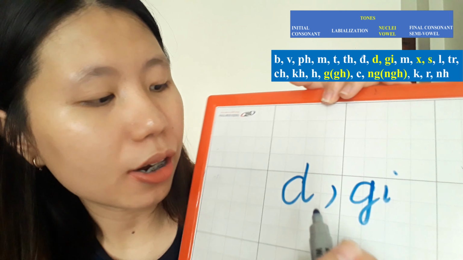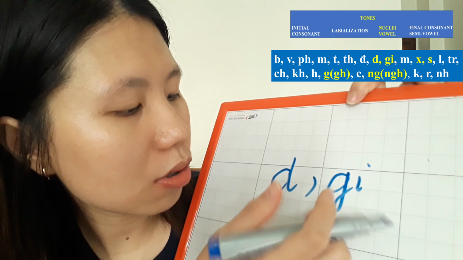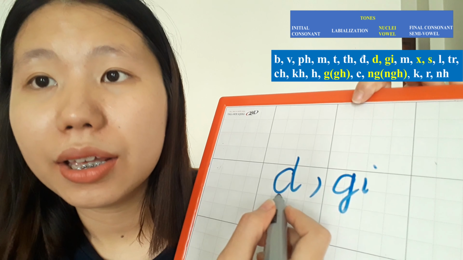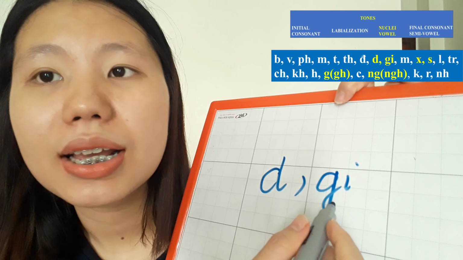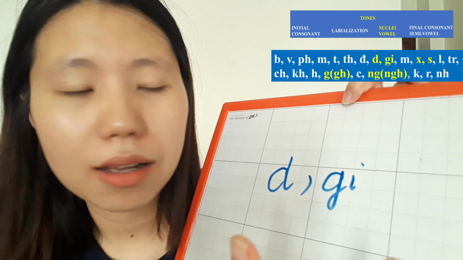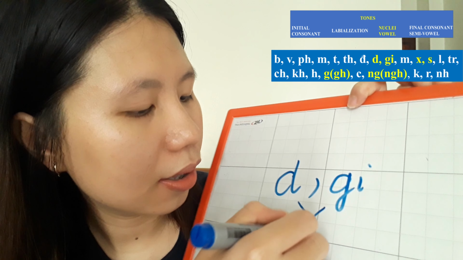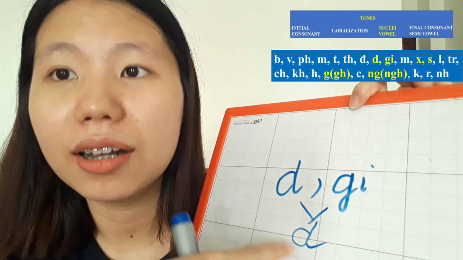For 2 sounds here, in the northern accents, people will pronounce this sound as y and this sound as z. But in our southern accents, we pronounce both of them as y, y. Okay, let's continue.